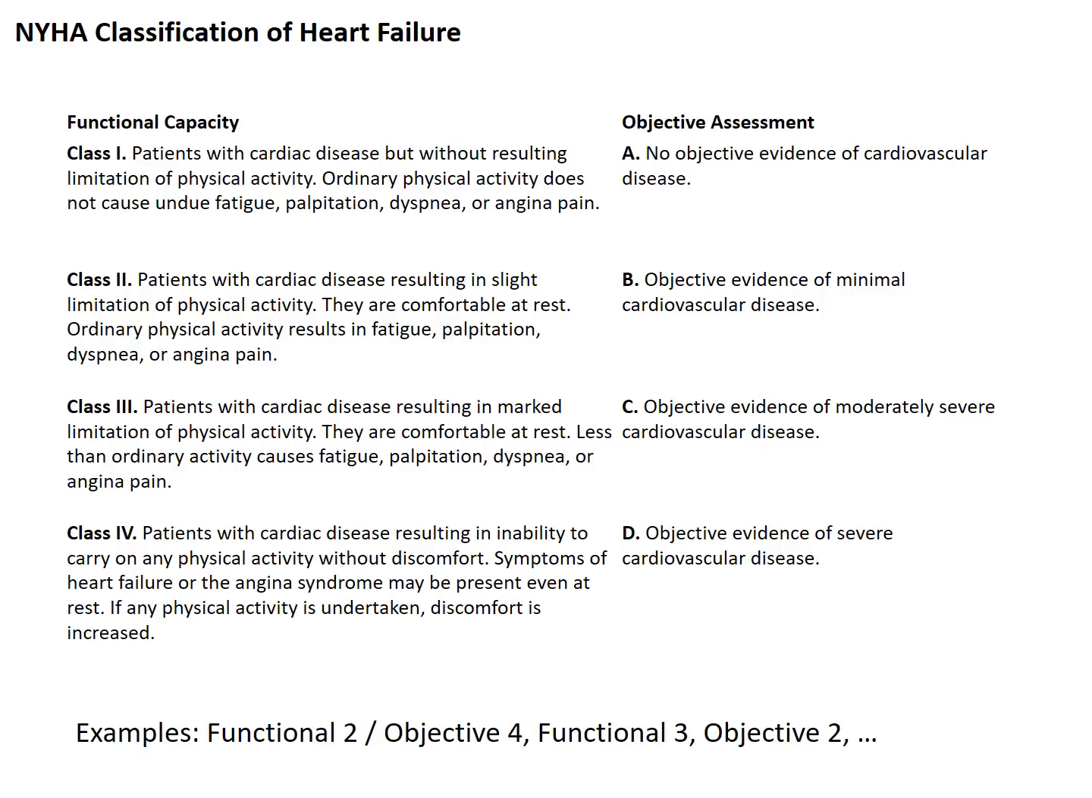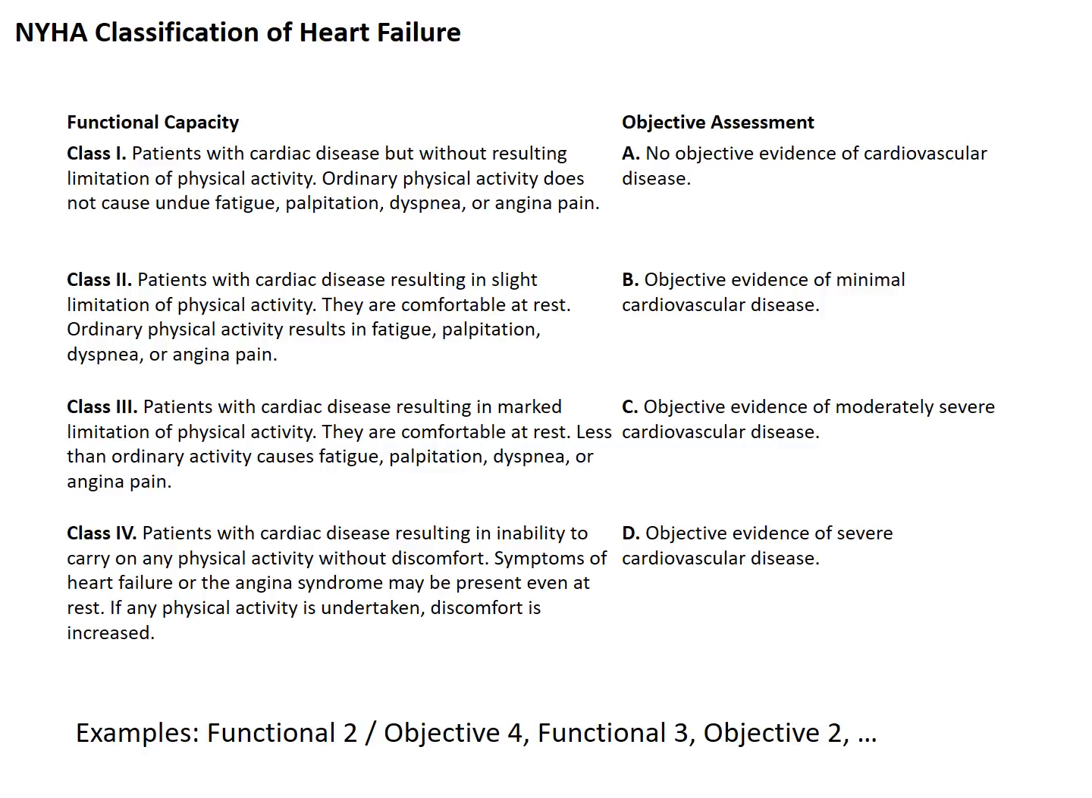So an individual with symptoms at rest would be classified a class 4 versus an individual who only has symptoms with exertional activity. They may be classified a class 2. And then A, B, C, and D is depending on the amount of anatomic disease seen, such as on an echocardiogram or MRI, etc.